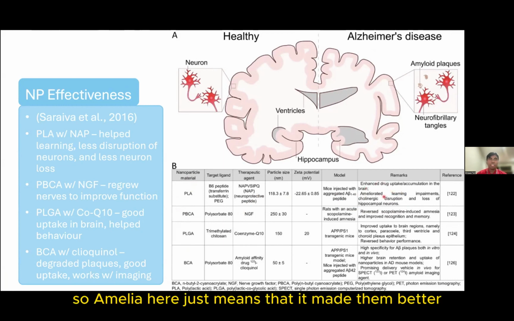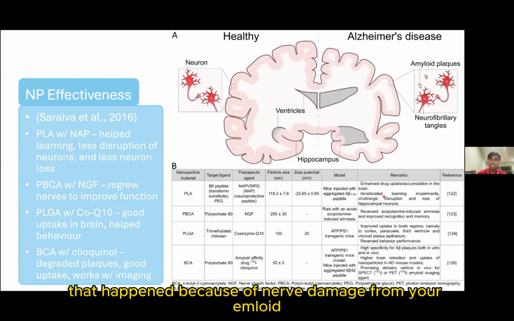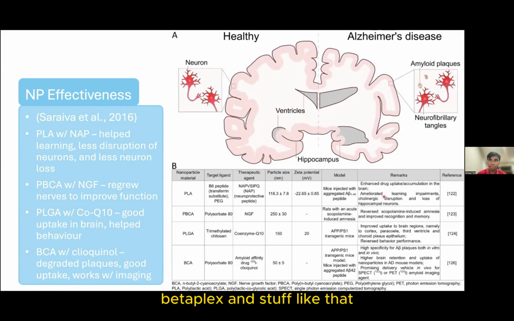Ameliorated here just means that it made them better. Basically, any learning impairments that happened because of nerve damage from your amyloid beta plaques and stuff like that were made better because the nerve endings were protected by the drug. And other issues like neuron loss and disruption of certain important neurons were also alleviated slightly.